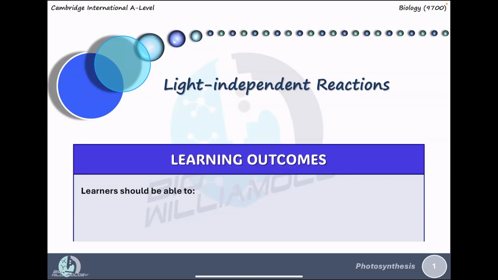In this lesson, we will explore light-independent reactions. At the end of this lesson, you will be able to outline the three main stages of the Calvin cycle.